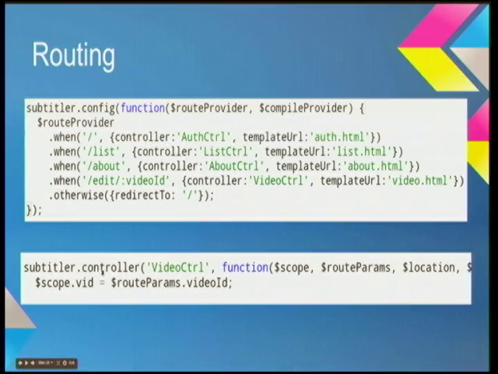That comes in via this parameter called route parameters. And I called it video ID with camel case. So this will have an attribute on it with that same name. And that's how I know what my video ID is now. I'm putting it now so that I use that in my template. So that's routing.